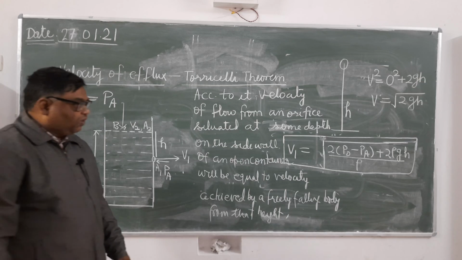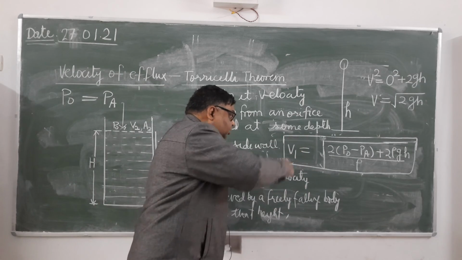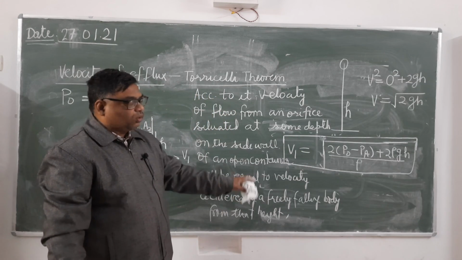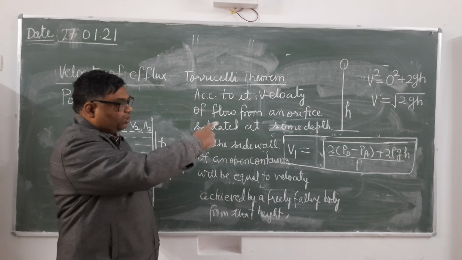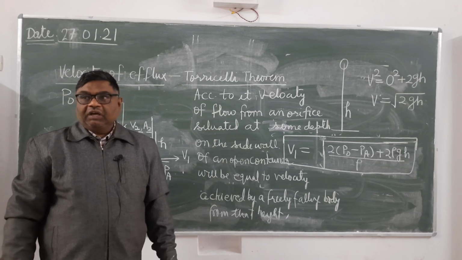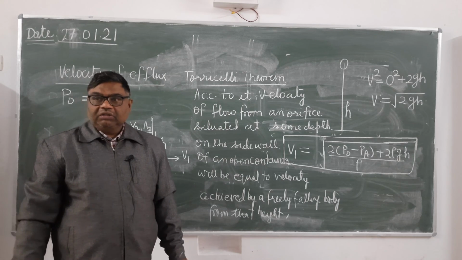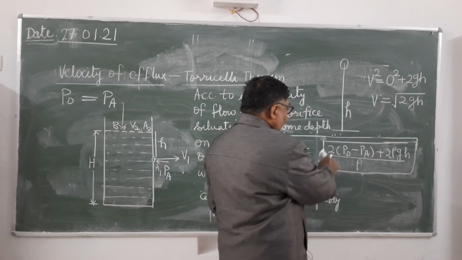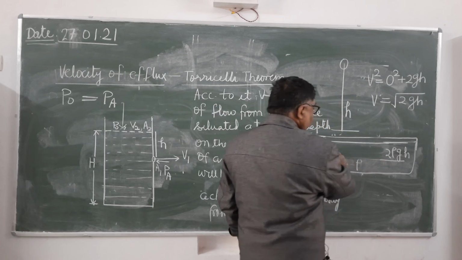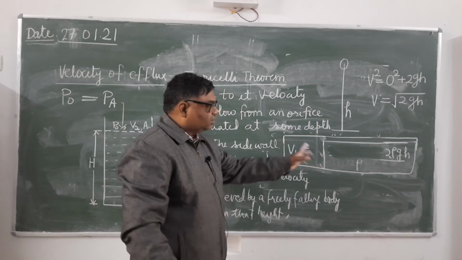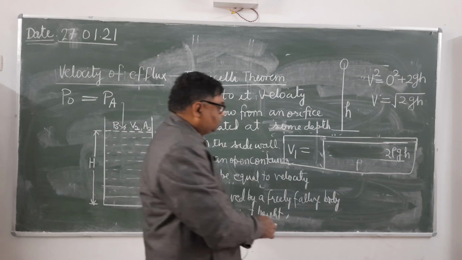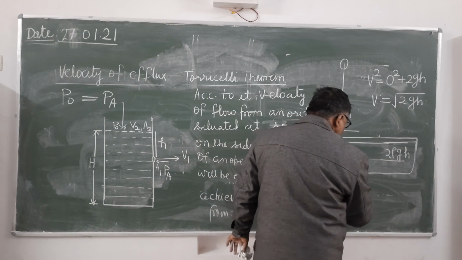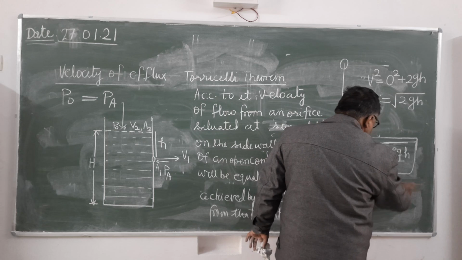And when P naught becomes equal to PA, look at this relation. What will happen to the bracket? The bracket 2(P naught minus PA) will become 0. Now 2 rho gh upon rho means 2gh, so V1 equals root 2gh.